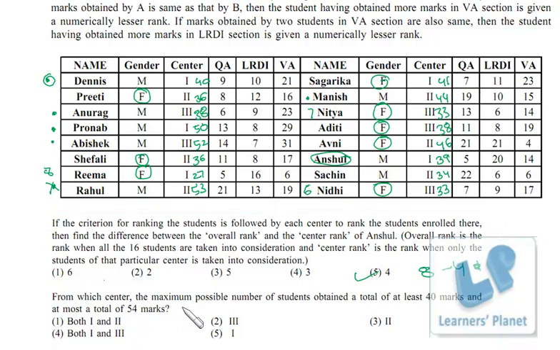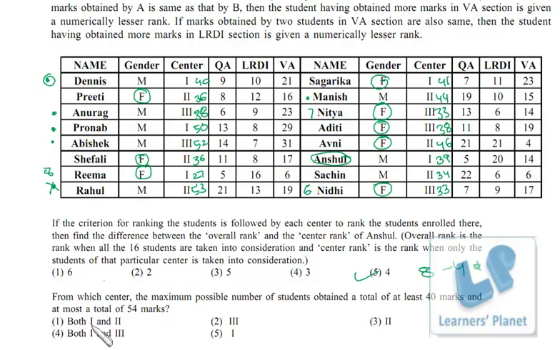From which center the maximum possible number of students obtain a total of at least 40 marks and at most a total of 54 marks. Both 1 and 2. Okay, let's see center 1, total of at least 40. So 40, 50. Okay, 2 students from center 1. Out of total 1, 2, 3, 4, 5 students, 2 over here, and then yes. So we have a maximum students got at least 40 marks.